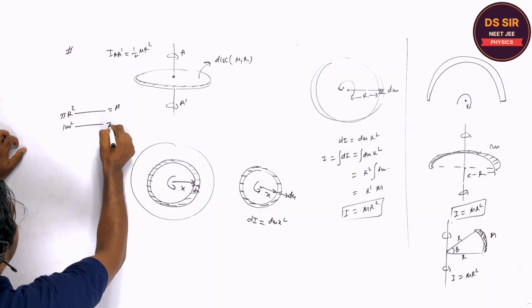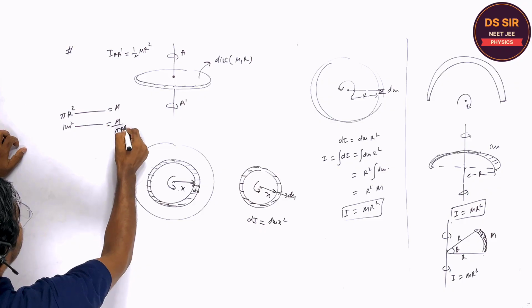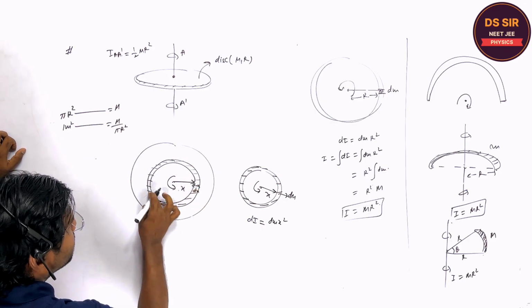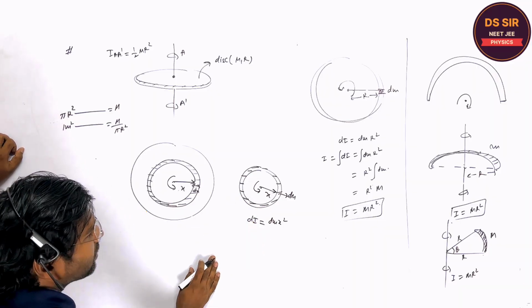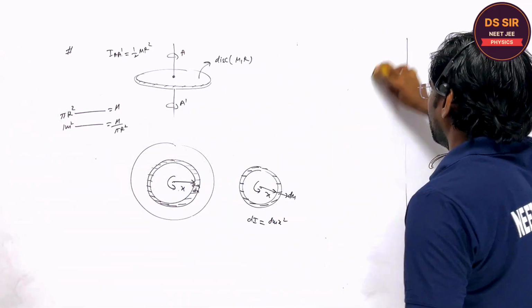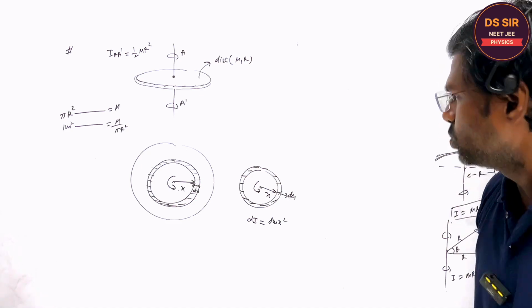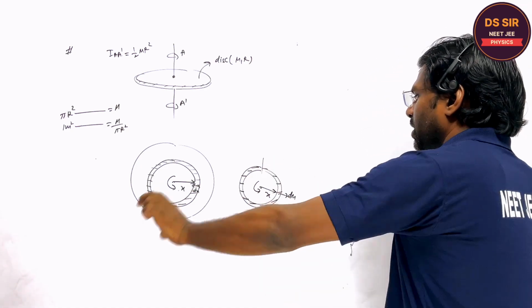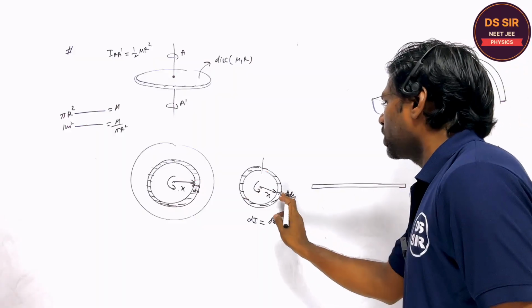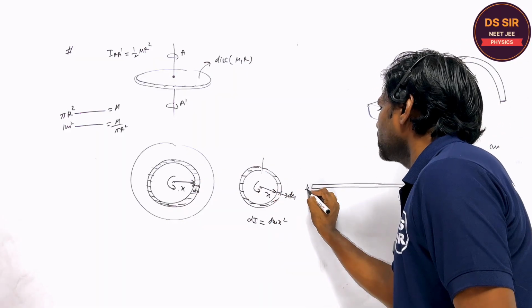For 1 meter square, the mass is m upon pi r square. Can you tell me what is the area, dA, of this elemental ring? How to find a small elemental area for this ring? You just cut this ring and spread like this, right? So what is the width? Width of the ring is what?